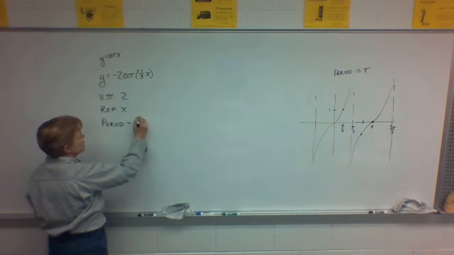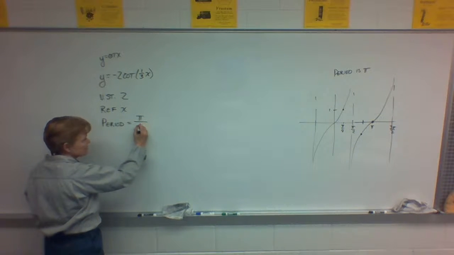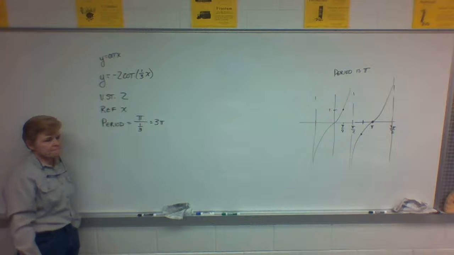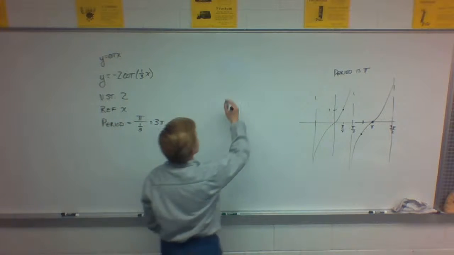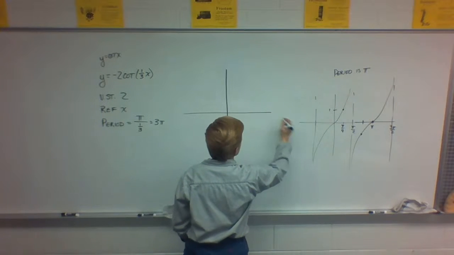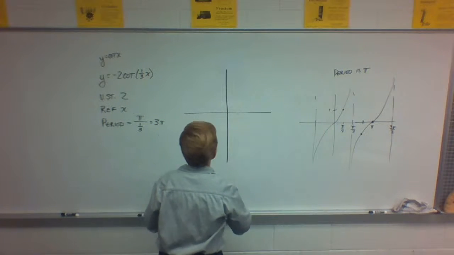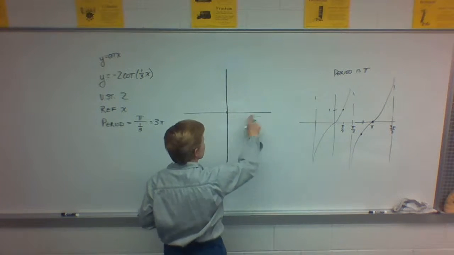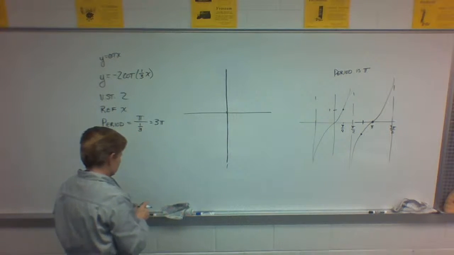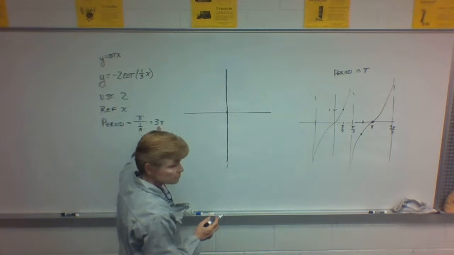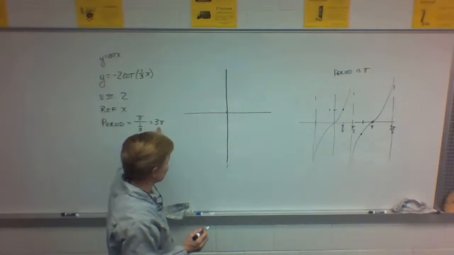Period is pi over b. Is that okay? Okay. So we start to draw, and we remember that cotangent is different from tangent in that where this had a 0, this one has an asymptote. So we start with an asymptote here because there's no phase shift. Asymptote there, and where's the one to the right going to be? At 3 pi. Y'all see it? Yeah. It's going to have to be at 3 pi.